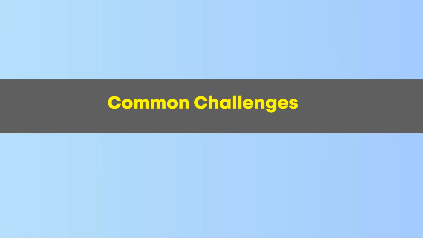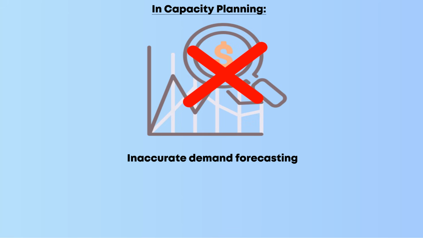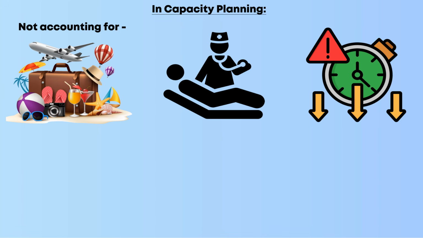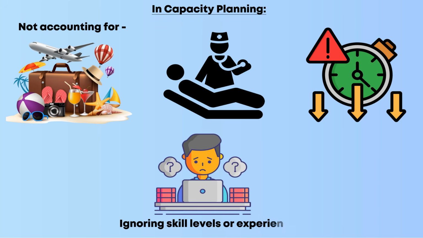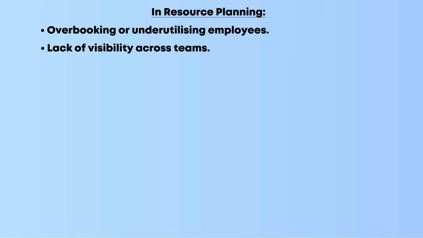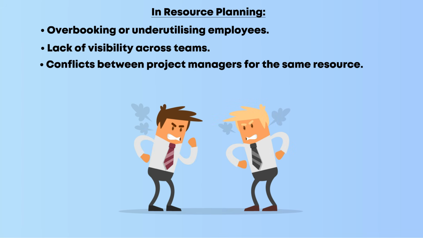Common challenges. In capacity planning: inaccurate demand forecasting, not accounting for vacations, sick leaves, or equipment downtime, ignoring skill levels or experience. In resource planning: overbooking or underutilizing employees, lack of visibility across teams, conflicts between project managers for the same resource.